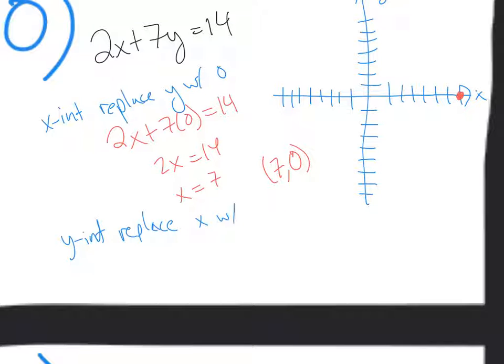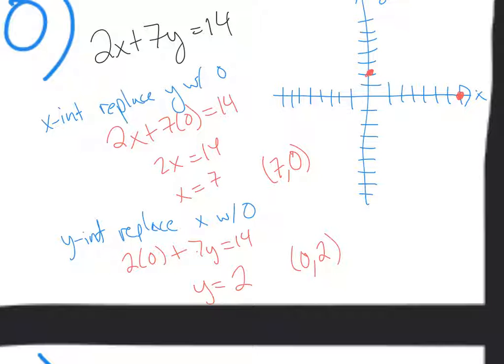Now if I want to find my y-intercept, all I have to do is replace x with 0 and then solve. So let's try that out. I would get 2 times 0 plus 7y is equal to 14. When you solve that out, you would get y is equal to 2. So your y-intercept here is going to be 0, 2, because that's what I plugged in for x, and it outputted a 2 for my y. That would be right about there if I had to graph that point.